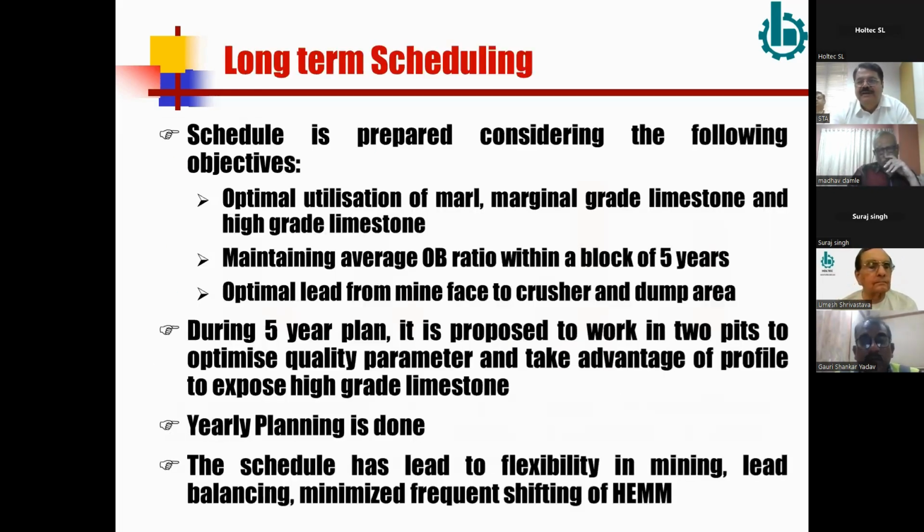Now the long-term scheduling is carried out for the deposit for optimal utilization of the marginal grade limestone and high-grade limestone, maintaining overburden ratio within a block period of 5 years and optimum lead from mine phase to the crusher. During the 5-year plan, we have suggested to work in 2 pits to optimize quality parameters and take advantage of the profile to expose the high-grade limestone. You can see, because the high-grade limestone is on the lower side, it is exposed in the valleys. From the 5-year plan, the yearly plan has been made. The schedule prepared has led to flexibility in their mining and lead balancing and minimizes the shifting of the equipment.